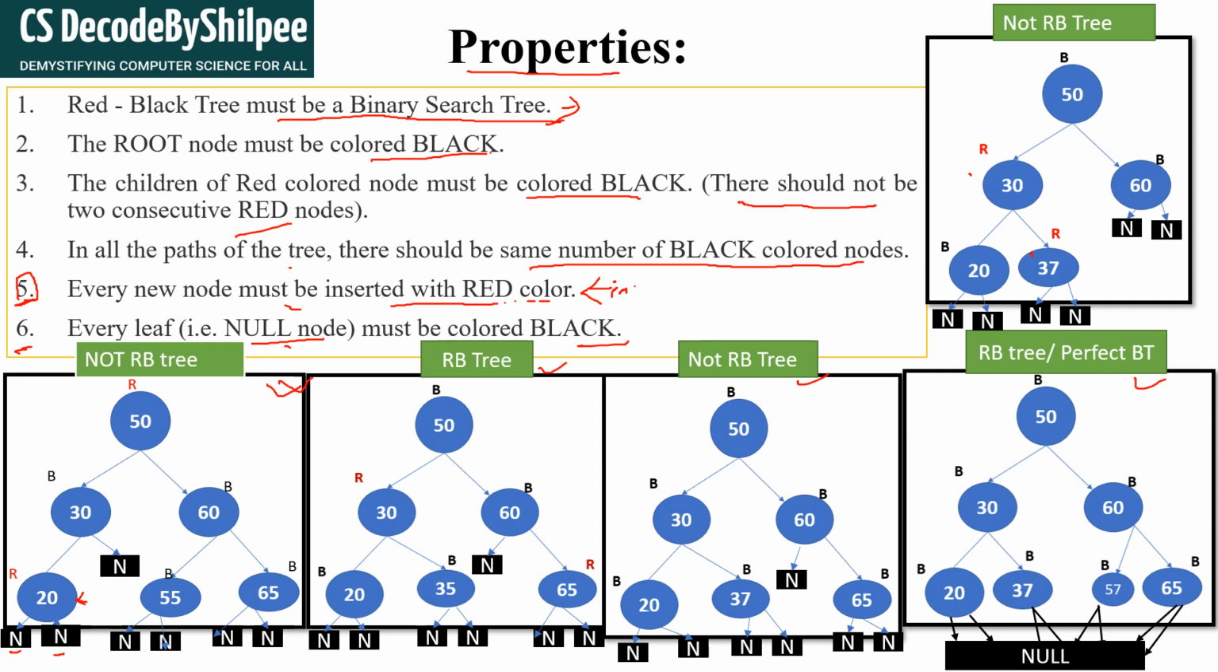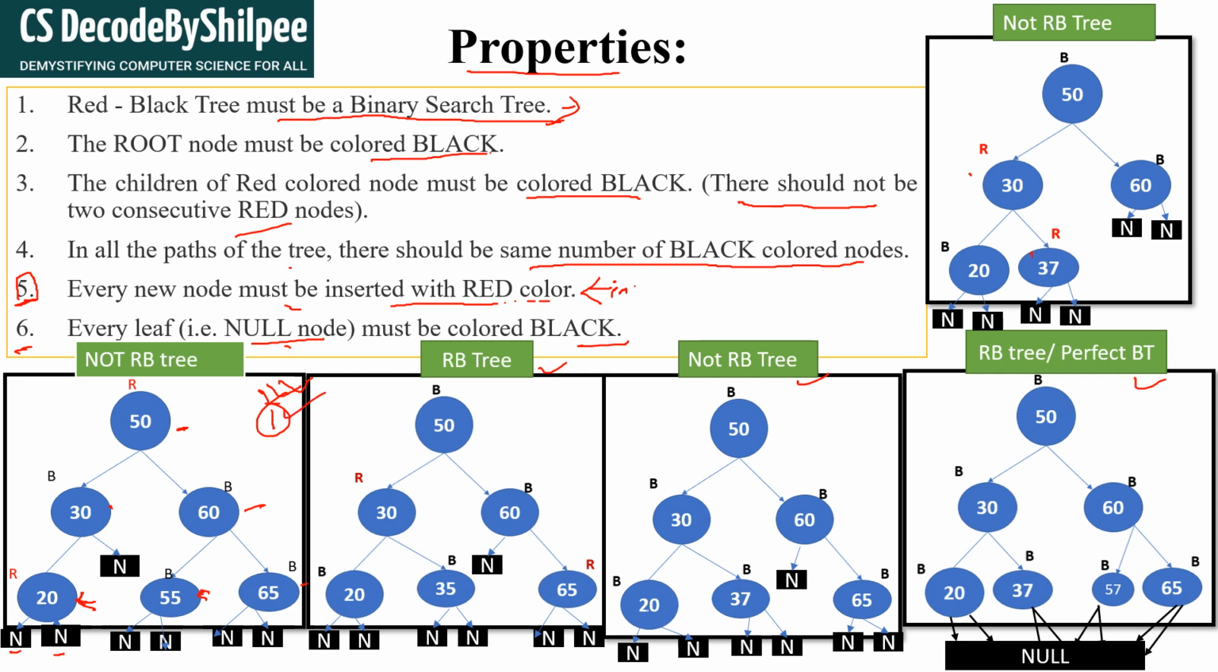So now for this tree, we'll check the first property. What is the first property? The tree must be a binary search tree. So check this: 30 is less than 60, greater than 20; 20 is less than 30, yes. 55 is less than 60, 65 is greater, yes. So the first property is followed.